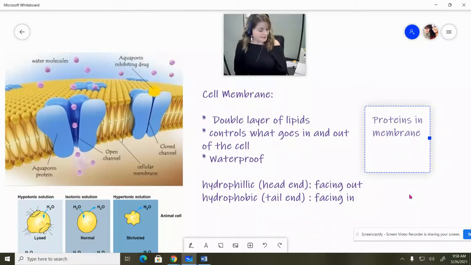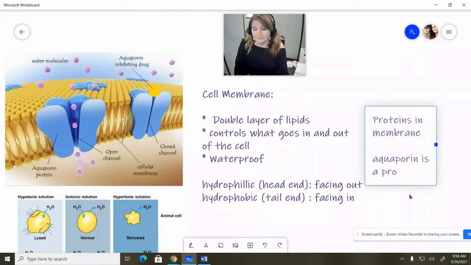One such protein is called an aquaporin. This protein allows the movement of water in and out of the cell.